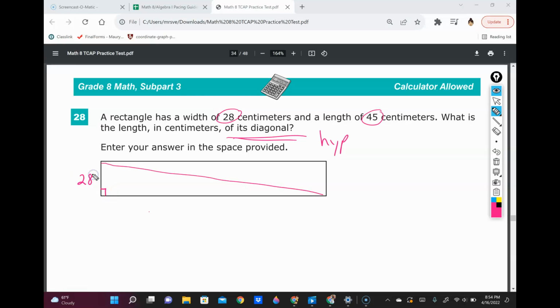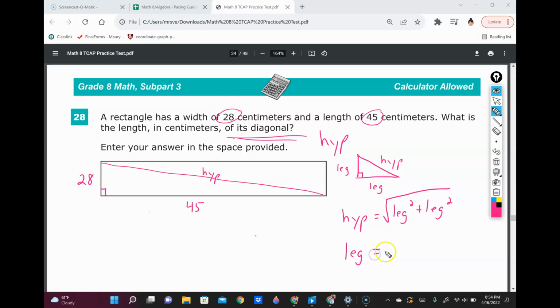Let's say you have a height of 28 and a length of 45, and you want to solve for this hypotenuse. There's two formulas that you need to memorize for your Pythagorean theorem. If you're trying to find the hypotenuse, you would take the square root of the leg raised to the second power plus the leg raised to the second power. If you are trying to find a leg, which we are not, we're trying to find the hypotenuse. The hypotenuse is your diagonal.